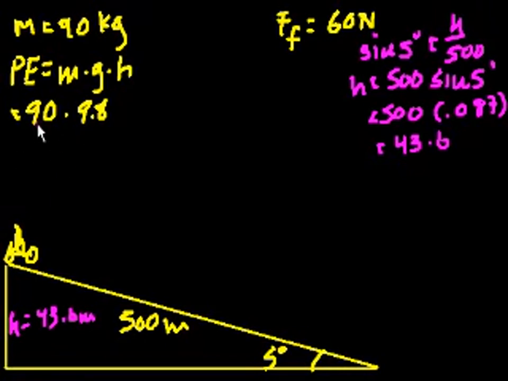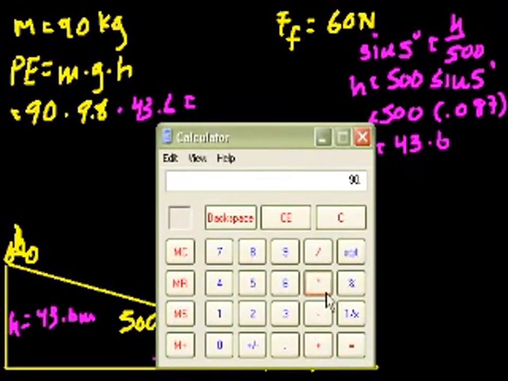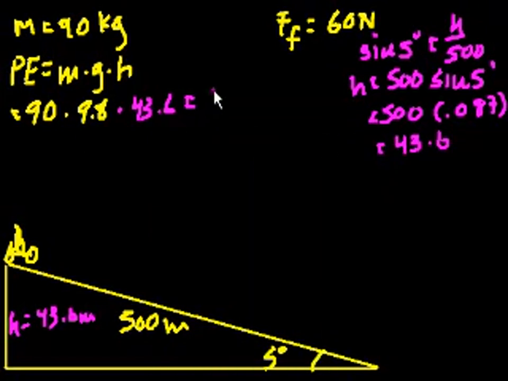So going back to the potential energy, we have the mass times the acceleration of gravity times the height, 43.6. And this is equal to, now I can use just my regular calculator since I don't have to figure out trig functions anymore. So 90 times 9.8 times 43.6 is equal to, roughly, 38,455. So this is equal to 38,455 joules, or Newton meters. And that's a lot of potential energy. So what happens at the bottom of the hill? Sorry, I had to readjust my chair.